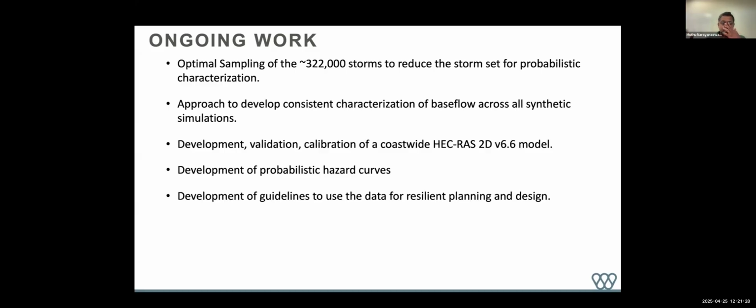We have developed a consistent approach to characterize base flow conditions for all the simulations. And then most importantly, the last bullet is: so what, right? That goes to the boxes at the bottom of the compound flood model: what are the use cases for this data? How do we communicate this to communities and engineers and planners on how this data is useful?